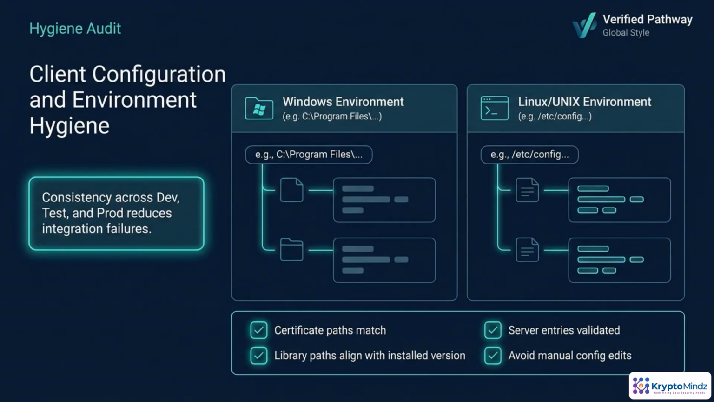Luna's client behavior is only as reliable as your environment hygiene. Treat configuration as code. Know exactly which files and directories define your client on each platform, and keep those locations consistent across dev, test, and prod. Verify that certificate paths, server entries, and partition references are all valid and current. Match runtime library paths to the installed client version. And resist ad hoc edits. Only change configurations using documented, repeatable procedures.